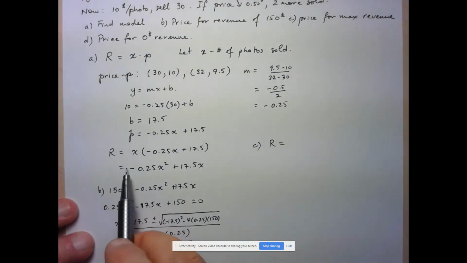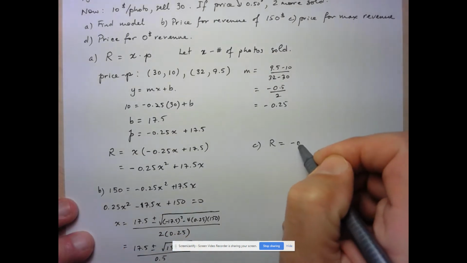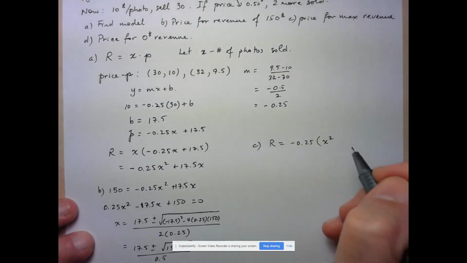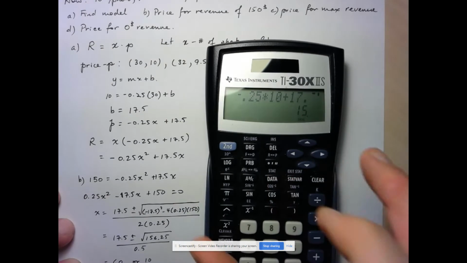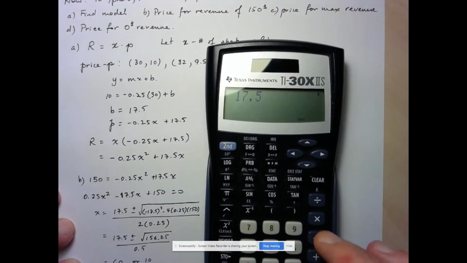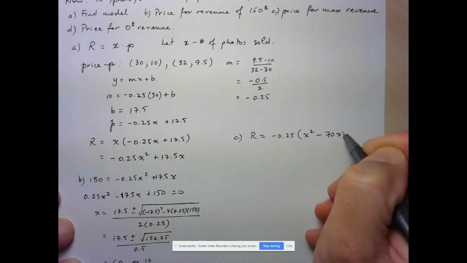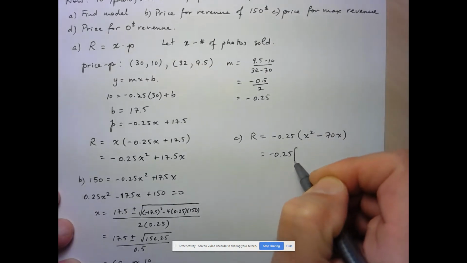So the first step in finding the vertex is to factor out whatever's in front of the x squared. So negative 0.25. Okay, and I'm left with x squared, and this is going to be minus, well, let's do 17.5 divided by negative 0.25, so negative 70. Okay, so minus 70x, and so now I'm going to complete the square inside this bracket.